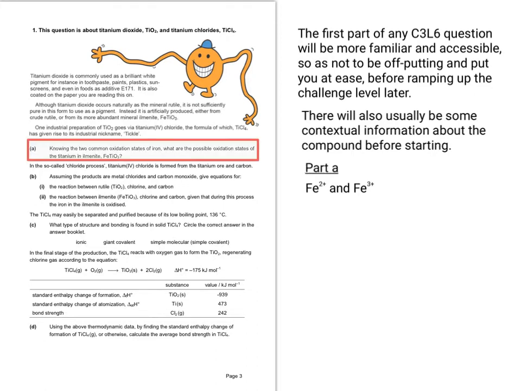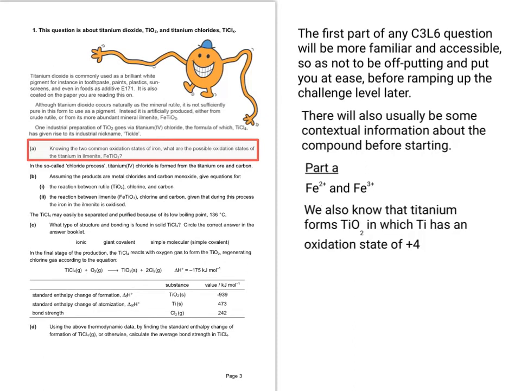So part A says, knowing the 2 common oxidation states of iron, what are the possible oxidation states of the titanium in ilmenite, FeTiO3? So you may not have come across them yet if you're first year, but you've probably heard of iron 2 and iron 3, iron 2 oxide, iron 3 oxide. So it goes without saying that iron 2 would be Fe2+ and iron 3 would be Fe3+. So I'm working on the assumption that you're reasonably happy with that idea.